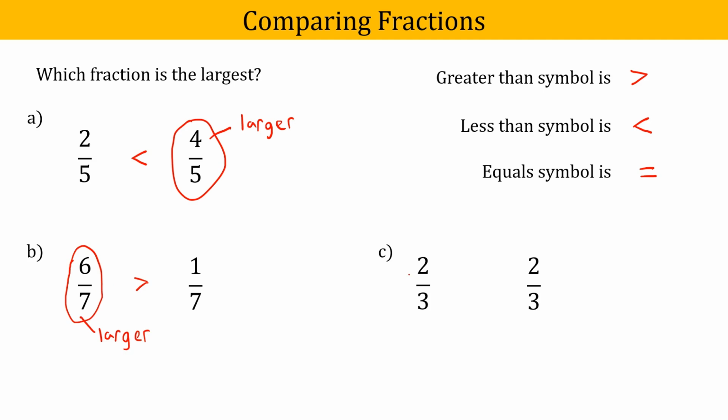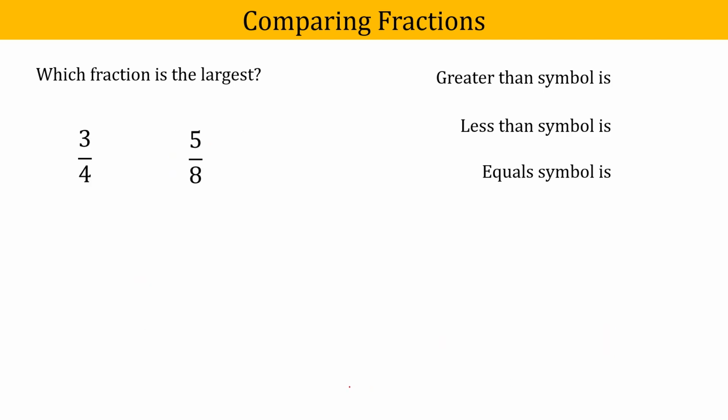And now let's compare 2 over 3 to 2 over 3. Since the denominators are the same, we only have to compare the top number. Which number is greater, 2 or 2? Okay, well in this case, 2 is the same as 2, so they're just going to be equal. So we're just going to say they're equal to each other, right? Perfect, now let's move on.